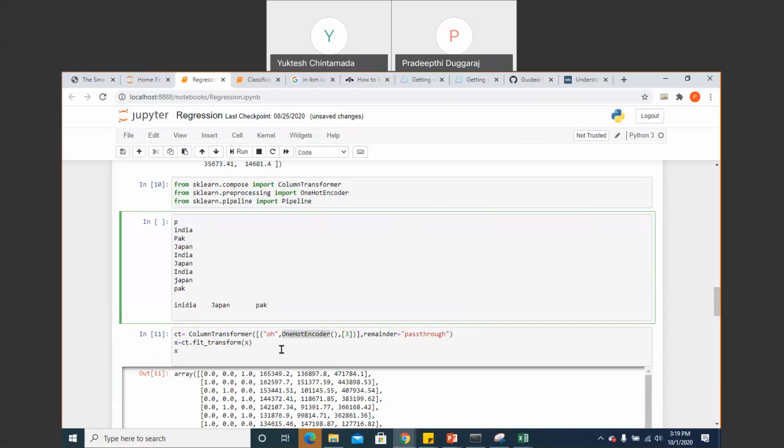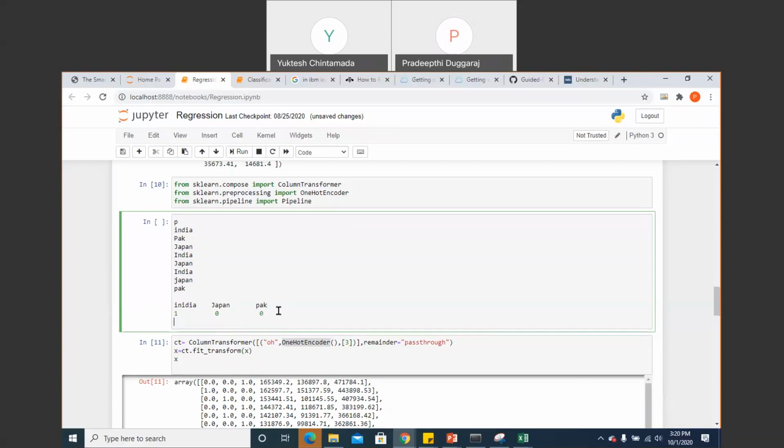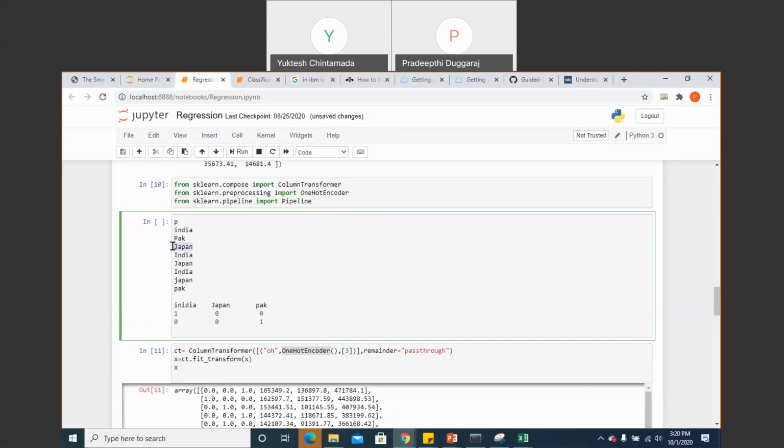Right? So whenever this one hot encoding is done, it will usually create 3 extra columns because there are 3 categories. Now, in the first row, what do we have? We have India, right? So India will be 1, Japan will be 0, Pak will be 0. In the same way, in the second row we have Pak. So Pak is the third column, right? 0, 0, 1. In the same way, in the third row we have Japan. So wherever Japan is there, it will be replaced with 1. Like that, the whole data gets converted into binary data. So this is how this one hot encoder will convert the data.